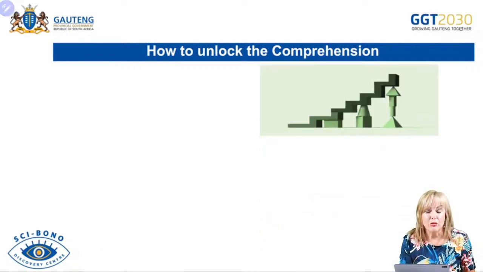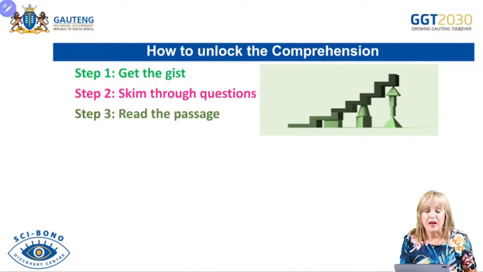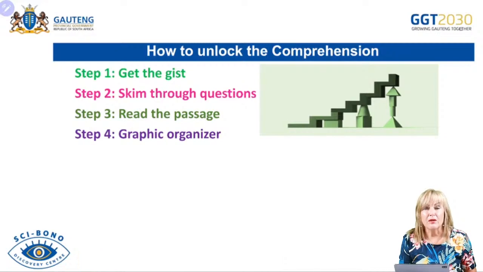So how do we unlock a comprehension test? You can see there's a little staircase, and in the same way there are steps to follow. The first step is to get the gist. You must just quickly skim through it. Because when you skim through the questions, you also get an idea of what is going to happen in the passage. Then you read the passage. Then you use the skill that we use, graphic organizer. That is when you also make links. You link something, like a mind map, and that can take any form.